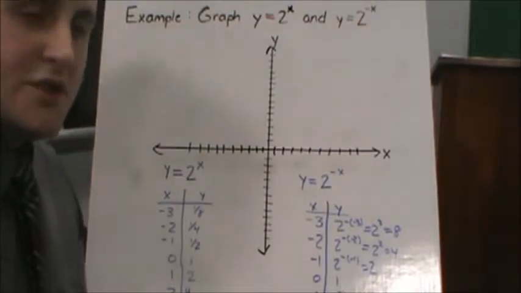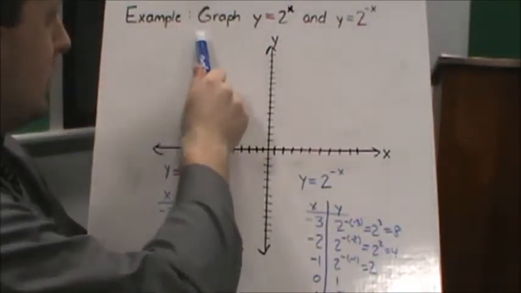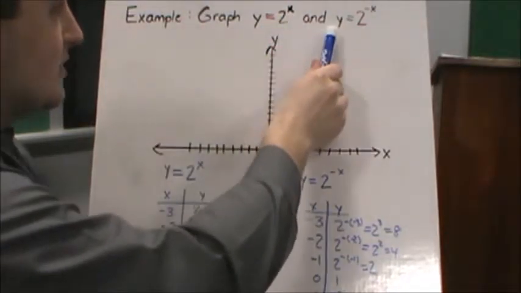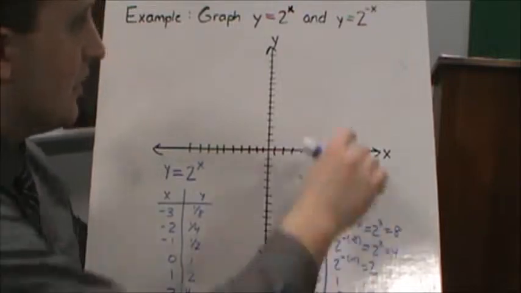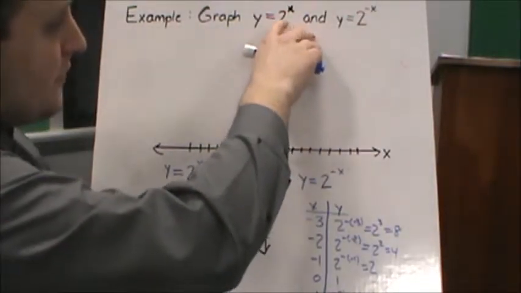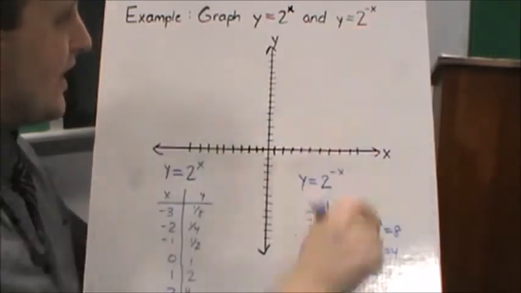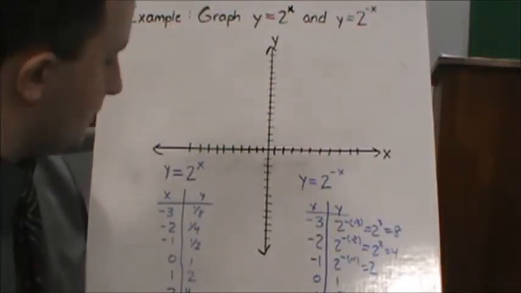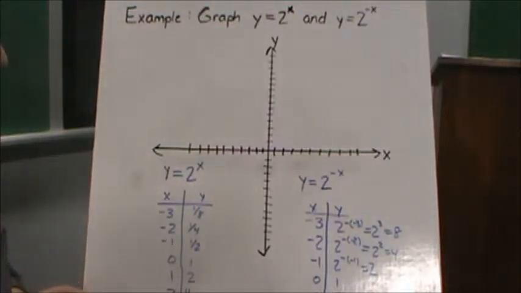Right. So now let's consider the following example. Graph y equals 2 to the x and y equals 2 to the negative x. Notice the difference here. This one here, you have 2 raised to the x. In the second one, you have 2 raised to a negative x power. So let's explore what the graphs would look like of both of them.